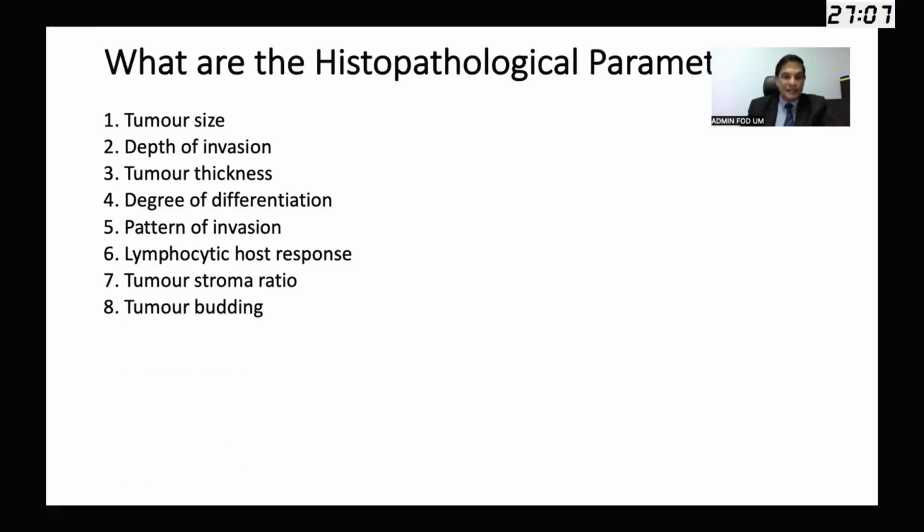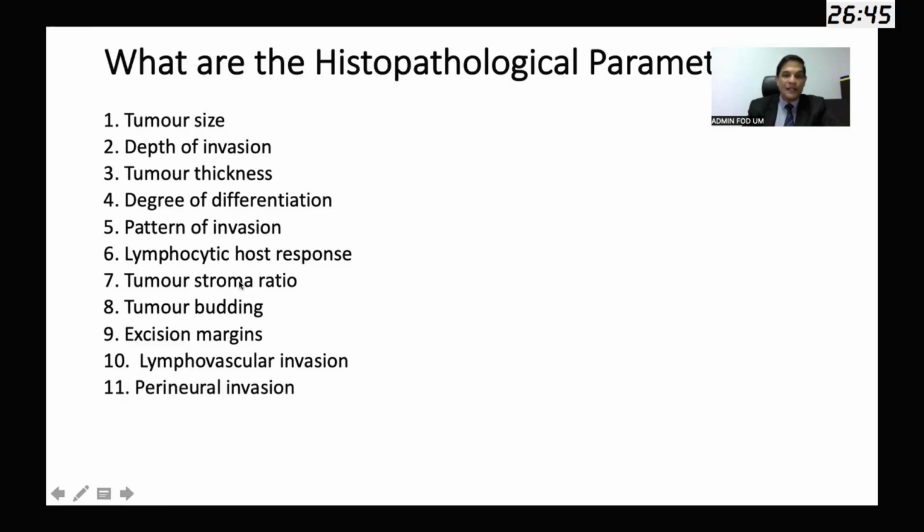The tumor budding, again, a fairly new concept. The excision margins, traditionally clinicians are very keen to look at the histopathology report to see whether they are clear of their margins. And the lymphovascular invasion, again, one parameter that can be used in clinically negative necks in order to decide on elective neck dissection. Perineural invasion, bone invasion, another very important histopathological parameter in order to decide whether they are going to sacrifice the mandible or maxilla.